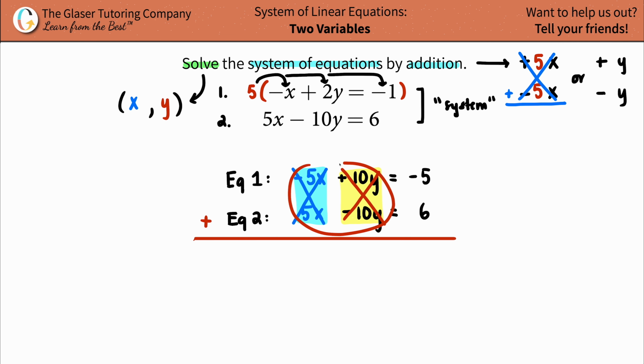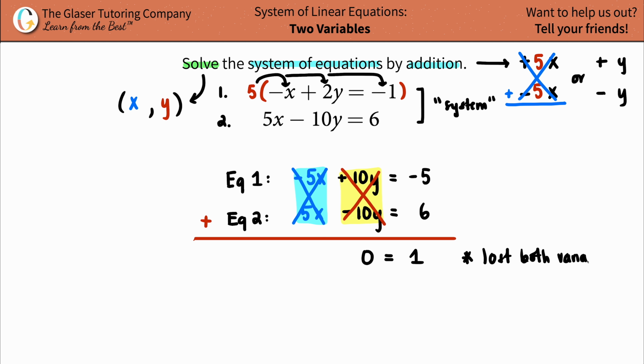So what's left on this left side of the equal sign? Yeah, big fat 0. So in this case, 0 equals -5 plus 6 is a 1. This is interesting. Do we have any variables anymore? No. We lost both variables.